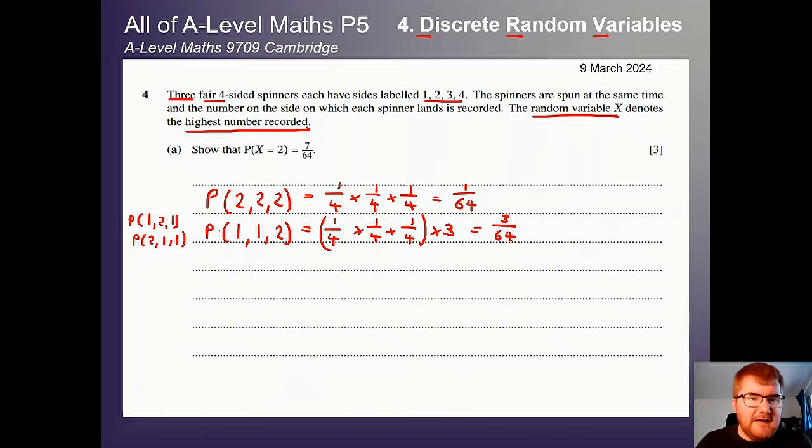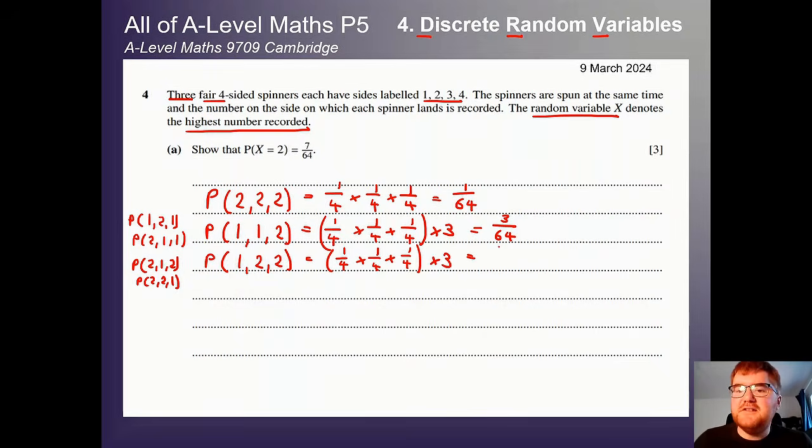And then finally, we've also got the possibility of having 1, 2, 2, so that's also a possibility. Again, we've also got different combinations of this. We could have 2, 1, 2, and we could also have 2, 2, 1. So again, very similar to what we just did here. Again, the probability of a 1 is a quarter, probability of 2 is a quarter, probability of another 2 is a quarter, and we have 3 possibilities of this. So that gives us then 3 over 64.